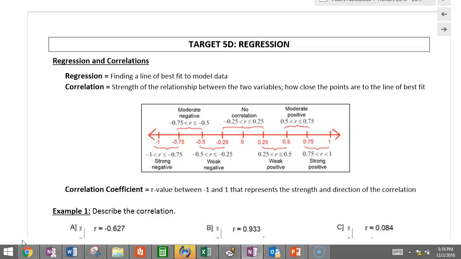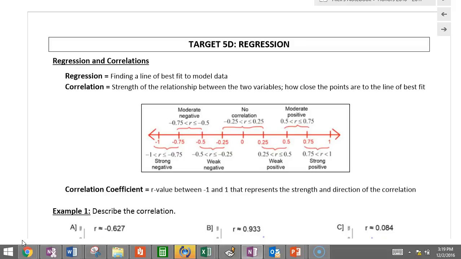Then your correlation is the strength of the relationship between the two variables, right? So how close they actually are to that line that you find. And you want a strong correlation. That would be great. If you can find that something has a strong correlation, you can more accurately predict what the outcome is going to be. A strong correlation can either be positive or negative.